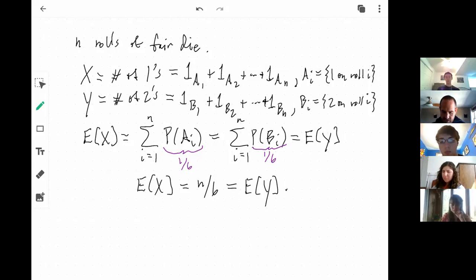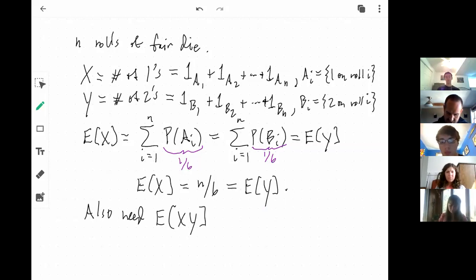So that's part of the way toward computing the covariance, which is our ultimate goal here. What's the other thing that we need? What do we also need? Expected value of XY. Yeah. So that's interesting, right? Because the covariance of X, Y is going to be the expected value of the product of X and Y minus the product of the expected values, right? So what do you guys think about that?